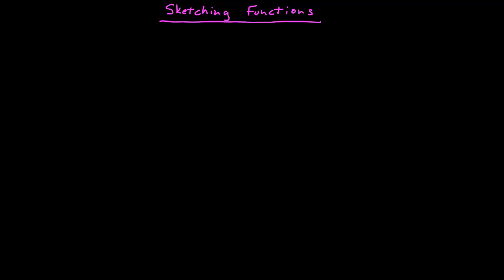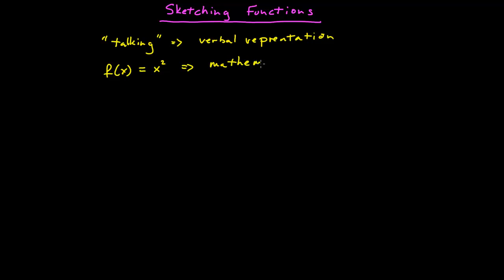So if I say there's a function where the output of the function is the square of the input, that is a verbal representation of a function. I could write it out, but writing it out is also what we call a verbal representation of a function. Now, if I wanted a mathematical representation, I might write that as this. So the input is x, the output is x squared. This is a mathematical representation of the same thing.